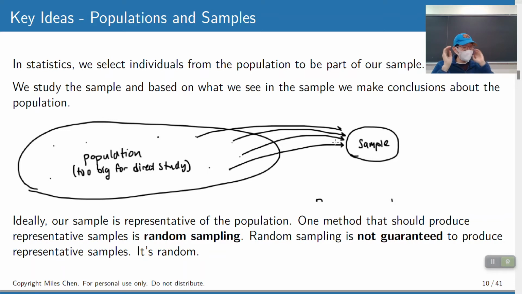And getting a truly random sample, it's a hard thing. It's not a trivial thing. For the sake of the math and the sake of your intro stats examples and classes, we just kind of say, hey, we have a random sample, but you should always ask, is it reasonable to think that my sample is representative of the population?